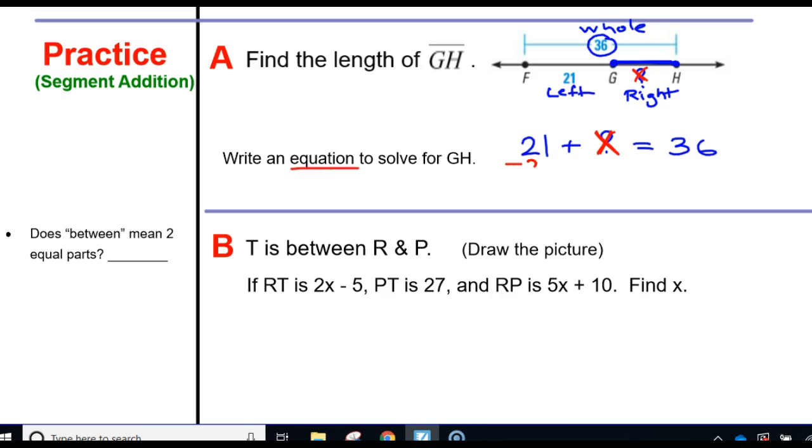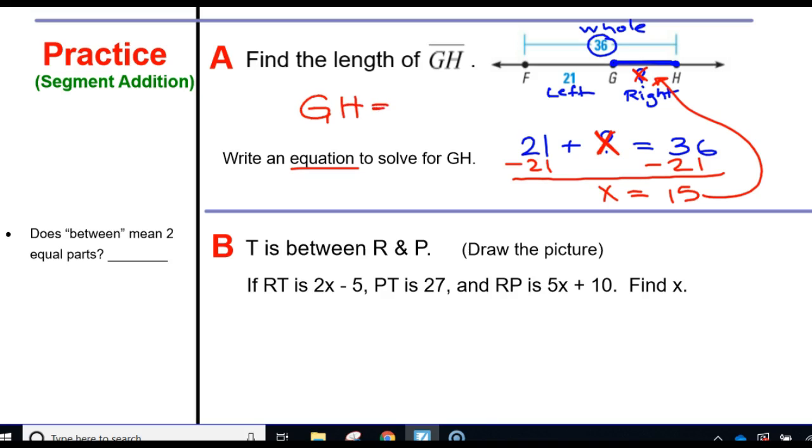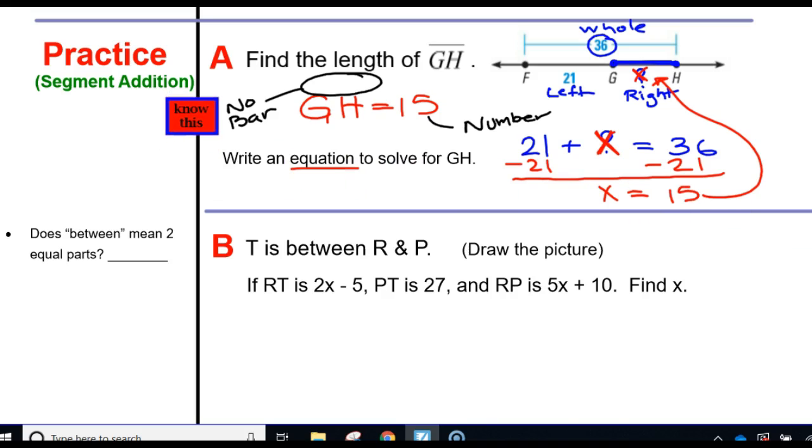That's our x. This is our equation to solve this. Some might say, can't you subtract out the 21 that we have in that diagram? And sure you can. It turns out that you get 15. That means this right part right here is simply 15 units long. GH equals 15. Notice up here, there's no bar because we have a number on this side. That is something worth studying. Make sure that you know that.